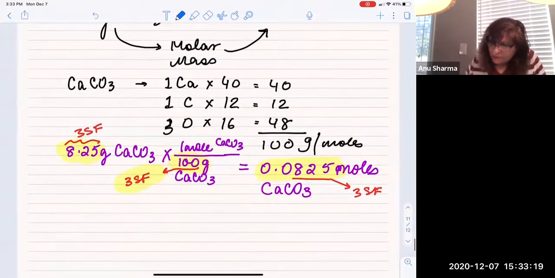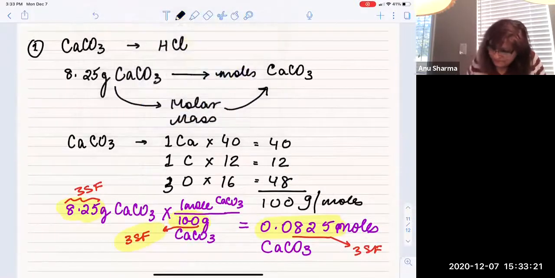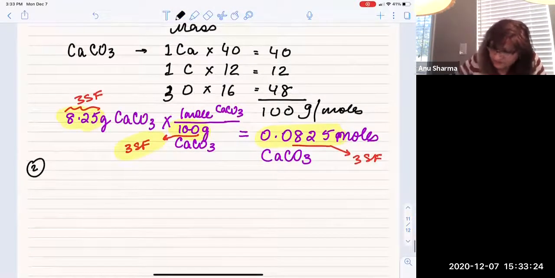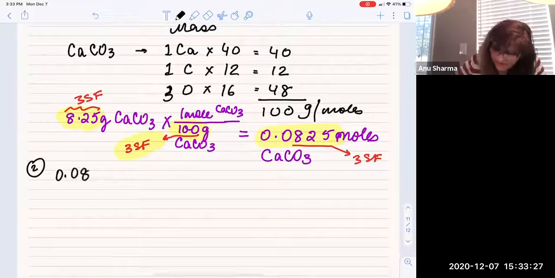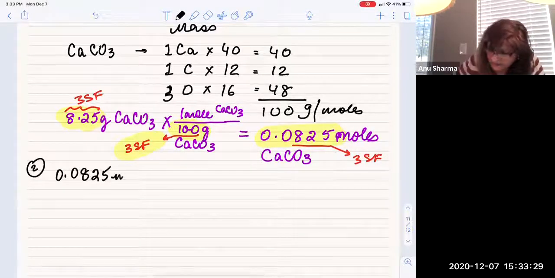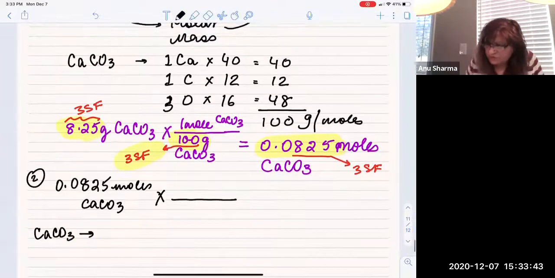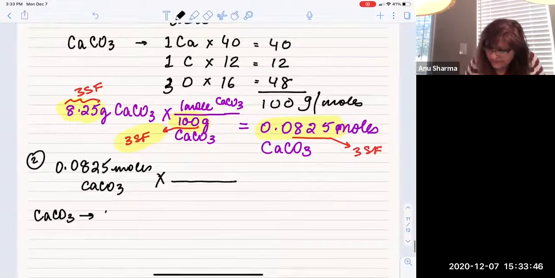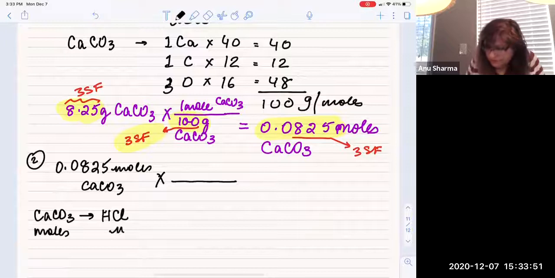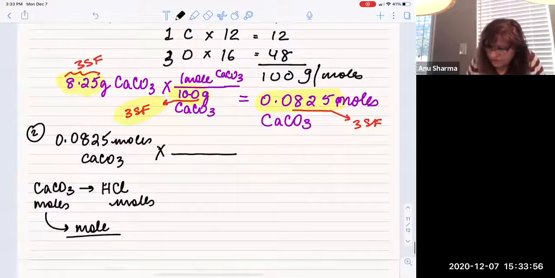So now we have the moles. Next, what are we doing here? We need to figure out the ratio of each element to the moles of calcium carbonate. Now we look at the calcium carbonate moles and convert that to the moles of HCl using the mole to mole ratio.